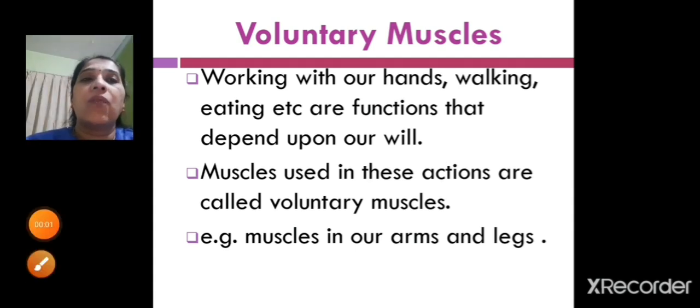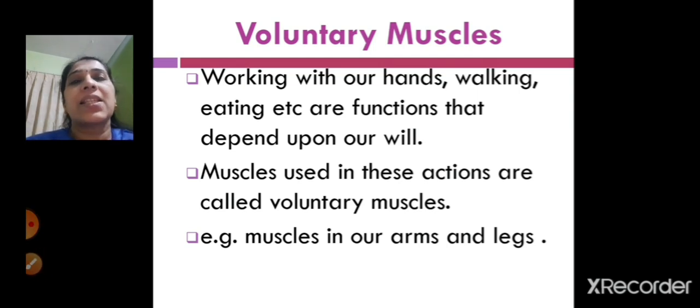So children, what are voluntary muscles? Voluntary muscles are those muscles which can be used in actions like working with our hands, walking, eating, right? All these actions depend upon our will, right? So that's why they are called voluntary muscles. And examples are muscles in our arms and legs.